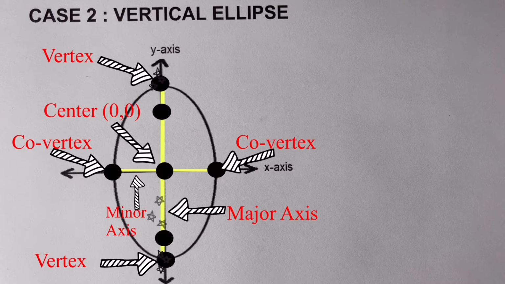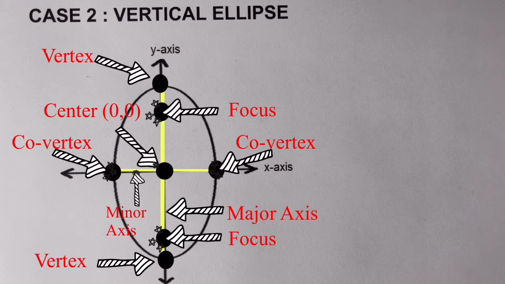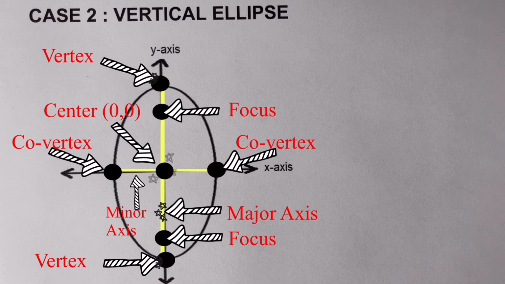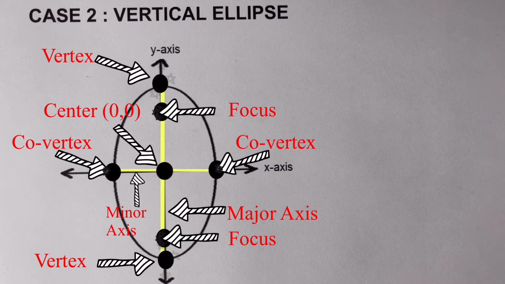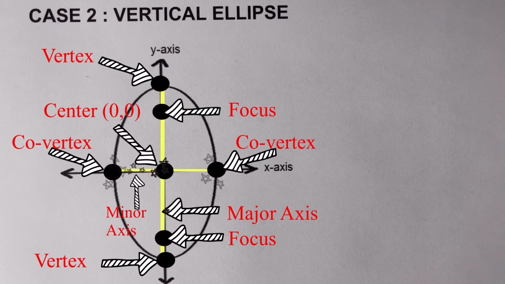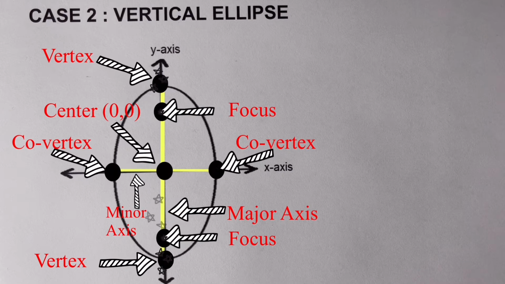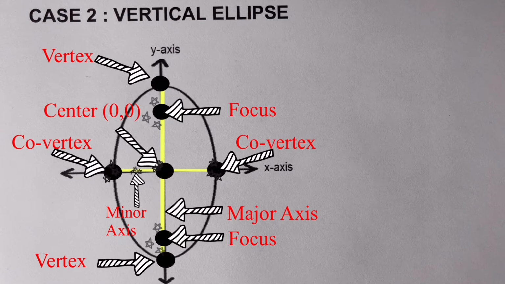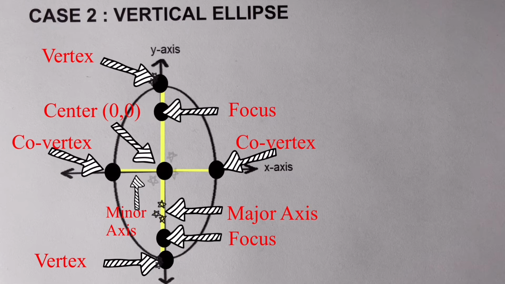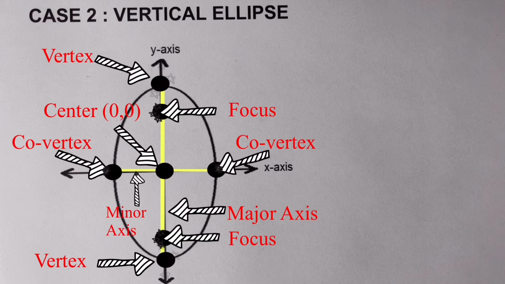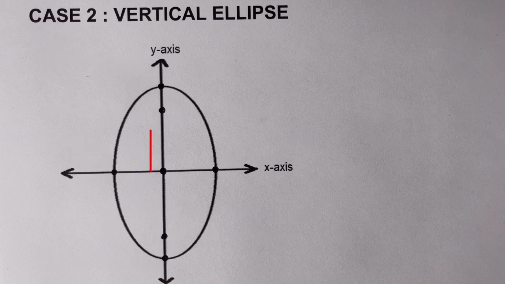Now we also have another part which we call focus. So these 2 points right here are our foci. So pretty much these are the parts of an ellipse. It doesn't really matter if it's a vertical ellipse or a horizontal ellipse. The parts would still be the same. Now we also remember that we have what we call the semi-major axis.